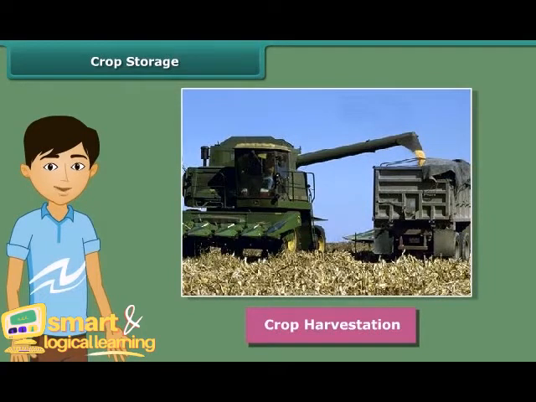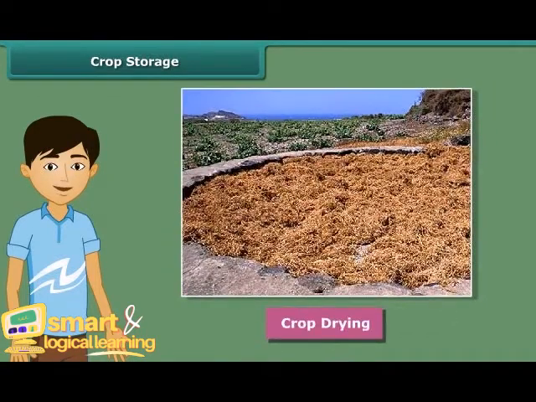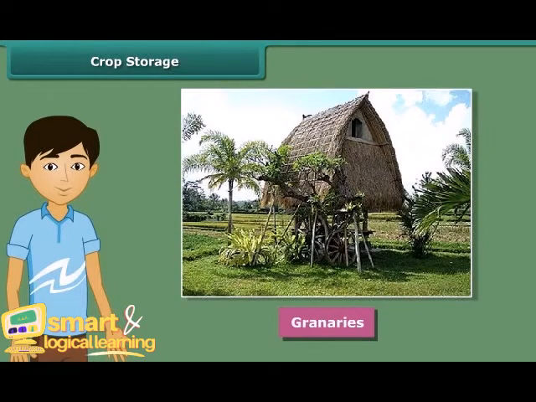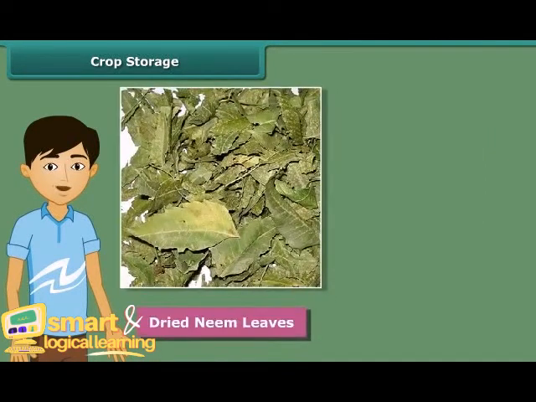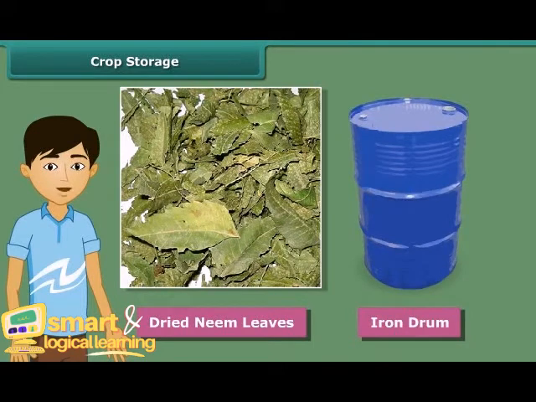We should keep some precautions to store crops because if the harvested grains are stored without drying, then they may get spoiled or attacked by organisms and thus they will lose their germination capacity. So the grains should be properly dried in the sun to reduce the moisture in them. Farmers store grains in jute bags or metallic bins, but for large-scale storage of grains, farmers use silos and granaries. Generally, people also keep dried neem leaves in an iron drum for storing food grains because these dried neem leaves protect the grains from pests and microorganisms.